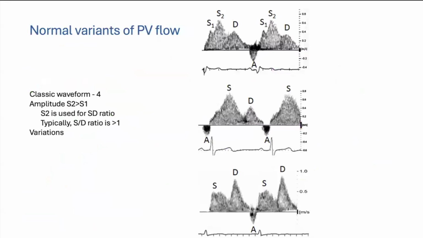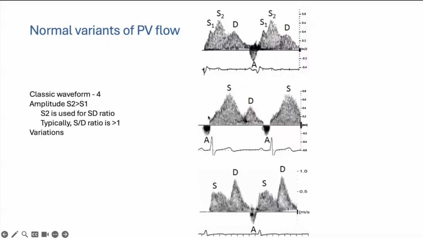All right, some normal variations. So what I wanted to show you here, they look different. There are three different morphologies here in this slide, but they're all within normal. So these are normal variations. The typical one is what you see up here. So S1, and S2 bigger than S1, and then you have the D wave and you have the A wave.